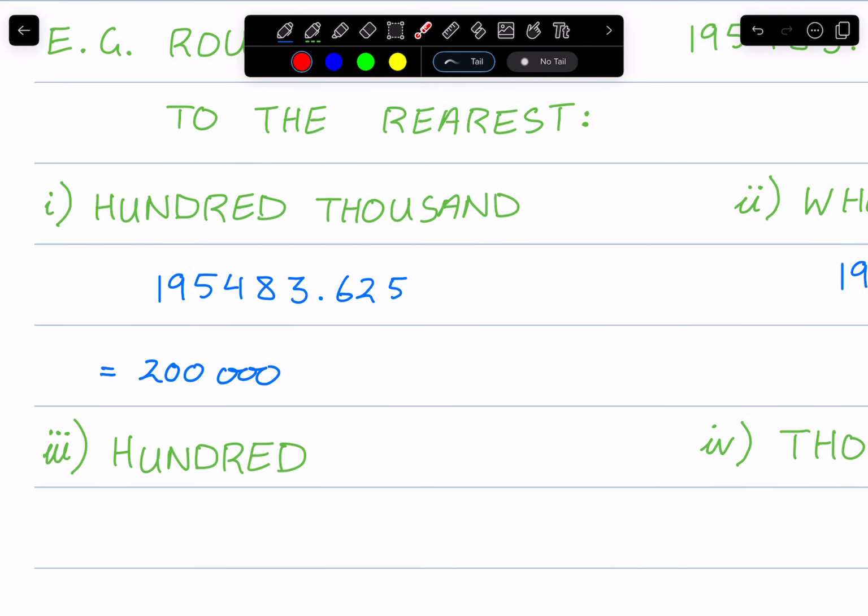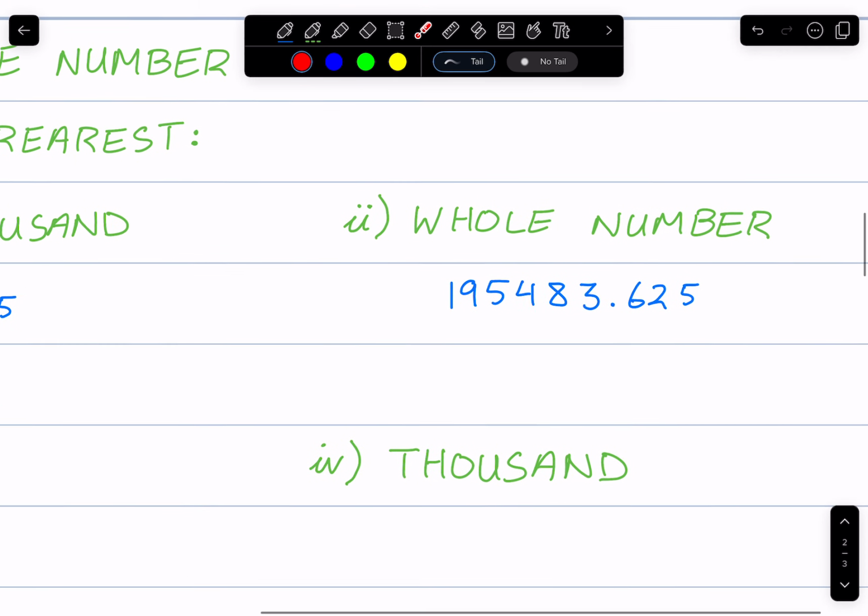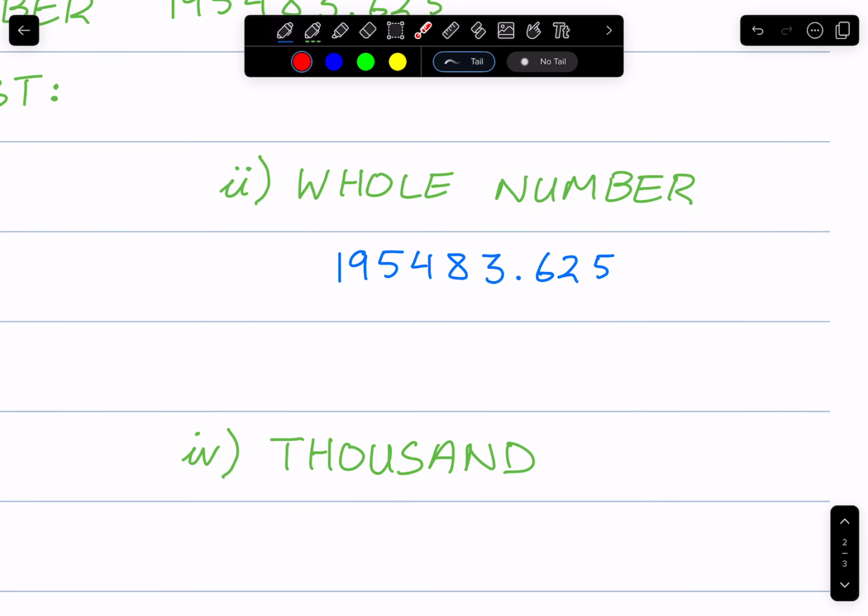Okay, so I hope that makes the steps a little clearer. Let's try this one again. Let's round this to the nearest whole number. Now, whole numbers are the ones position, or just before we go into decimals. So we're looking at the 3. This 3 is the chosen position. Now we decide, does this number make the 3 go up or stay the same? Well, since this is higher than 5, this 3 becomes 4, and every number to the right becomes 0.